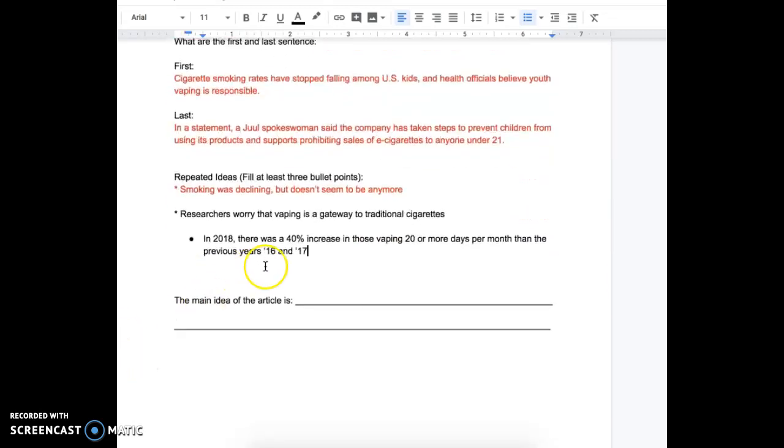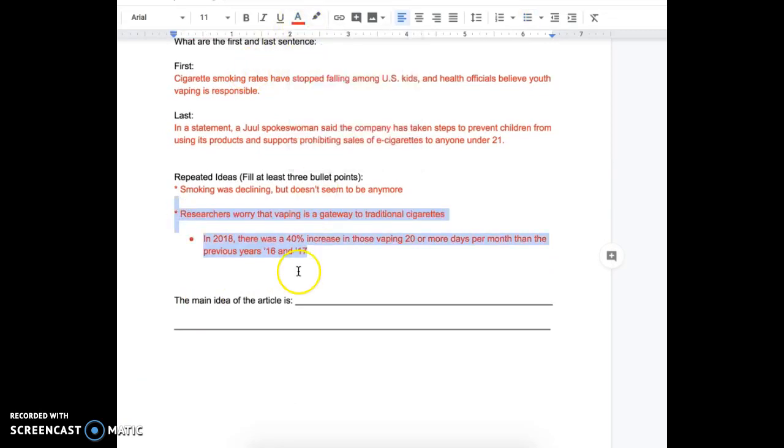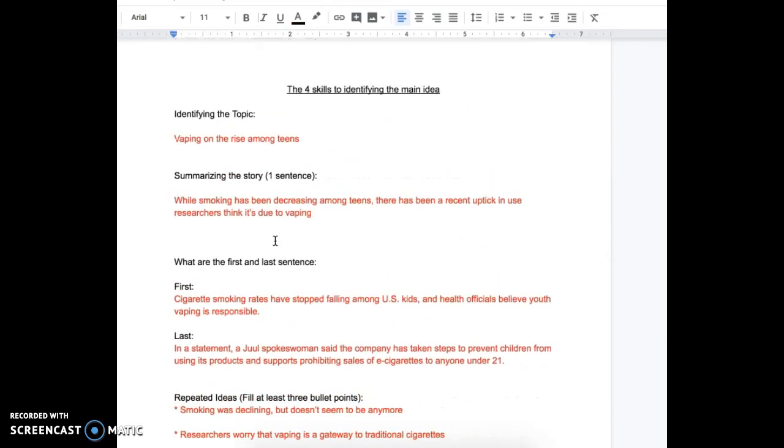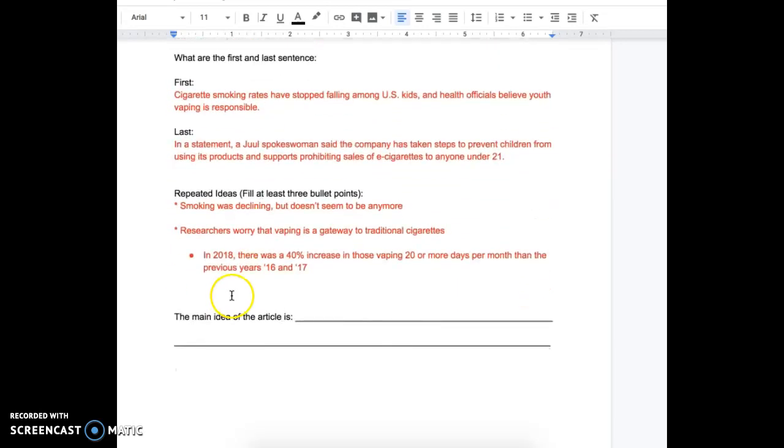Now, of course, as always, I will not be giving you the main idea. That's up to you to find. And I hope that this information that we dug up and wrote down, identifying the topic, summarizing the story, first and last sentence, and repeated ideas, you can use to help you get to the main idea of the article.